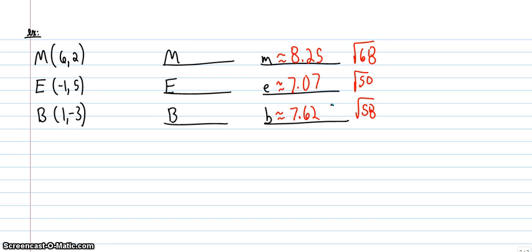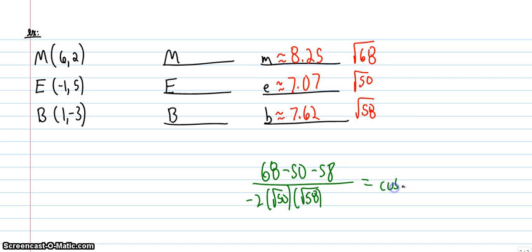We have side, side, side, and we're going to use law of cosines to find an angle. Once again, I'm going to use that to find the largest angle, which is going to be angle M. So I'd have the square root of 68 squared, which will be just 68. I'm going to subtract the square root of 50 squared and subtract the square root of 58 squared from both sides, over negative 2 times the square root of 50 times the square root of 58, and that's equal to the cosine of M.